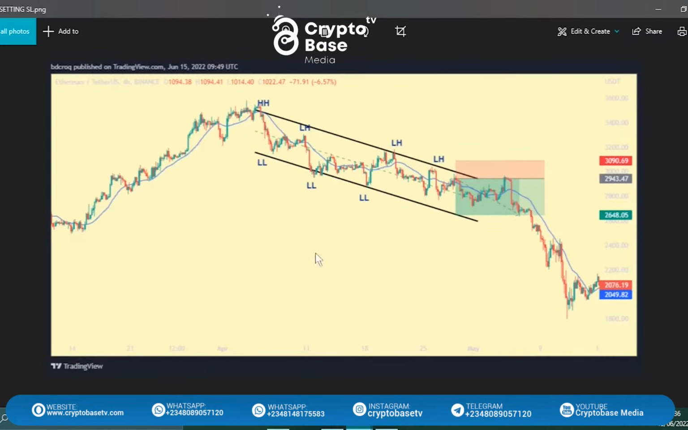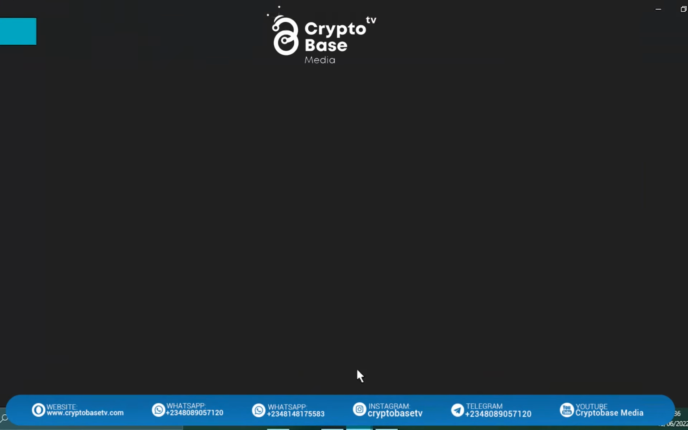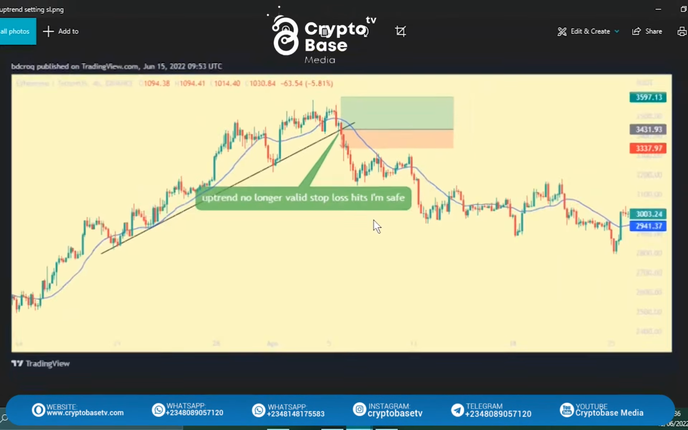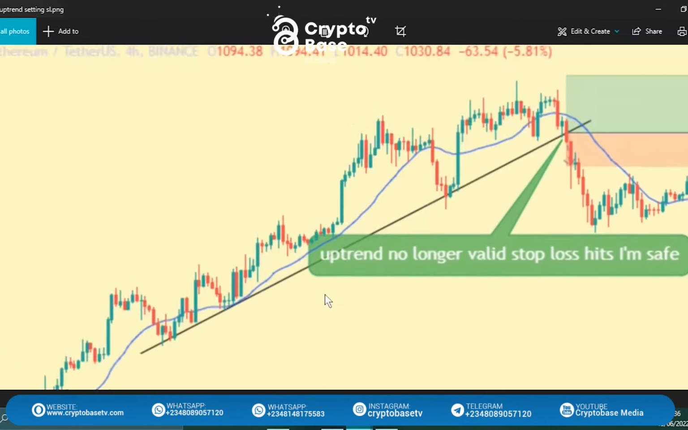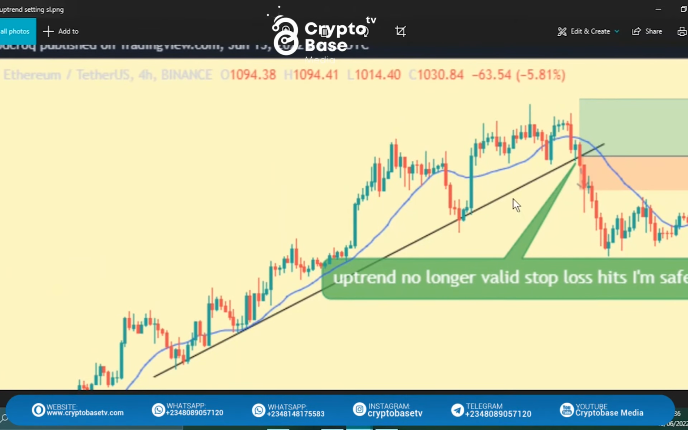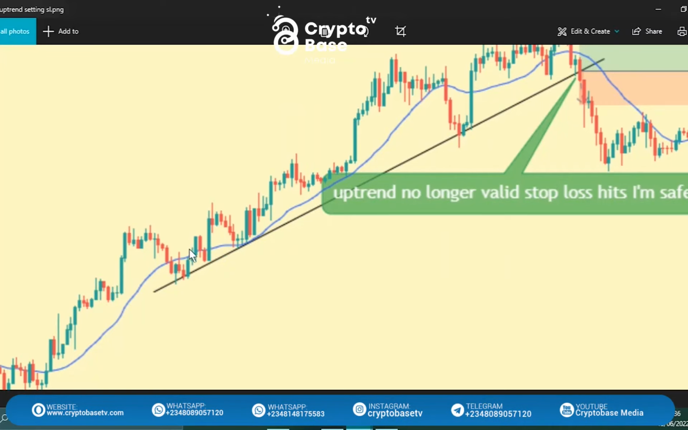Now let's look at another scenario for setting your stop loss. Let's look at this one of a trend line. This one right here was showing an uptrend line earlier. Now I got to this place, I took my trade, that okay, this is an uptrend line. Once it touches the line, it bounces. That is what it has been doing in the previous trade. It touches the line, it bounces, touches, bounces, touches, bounces.